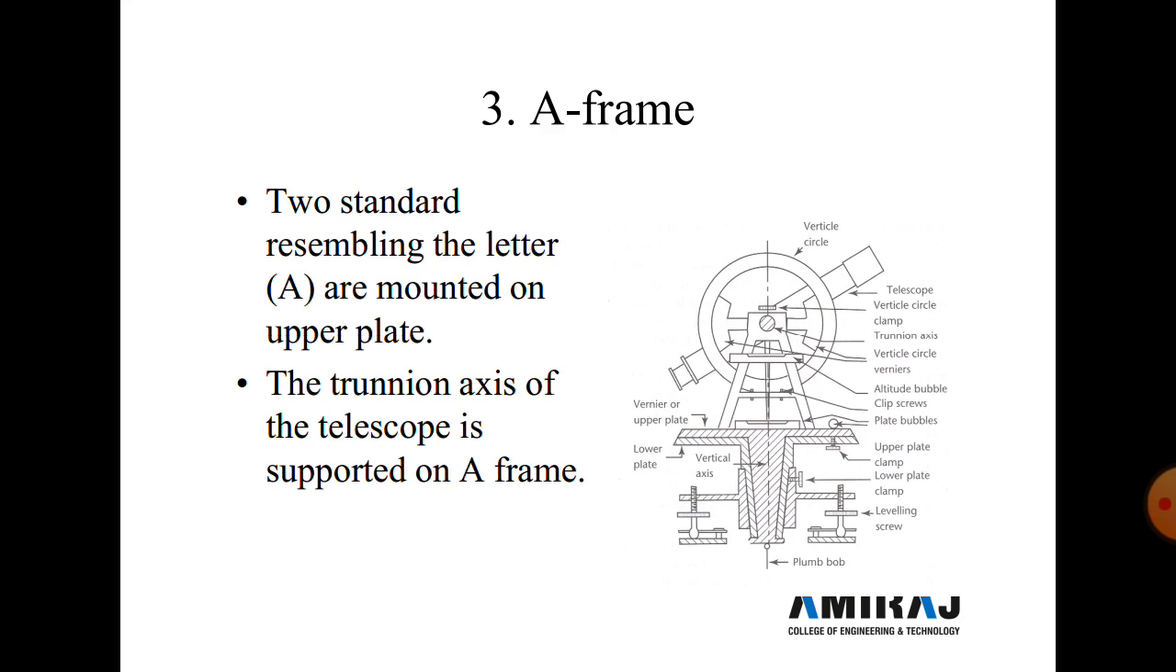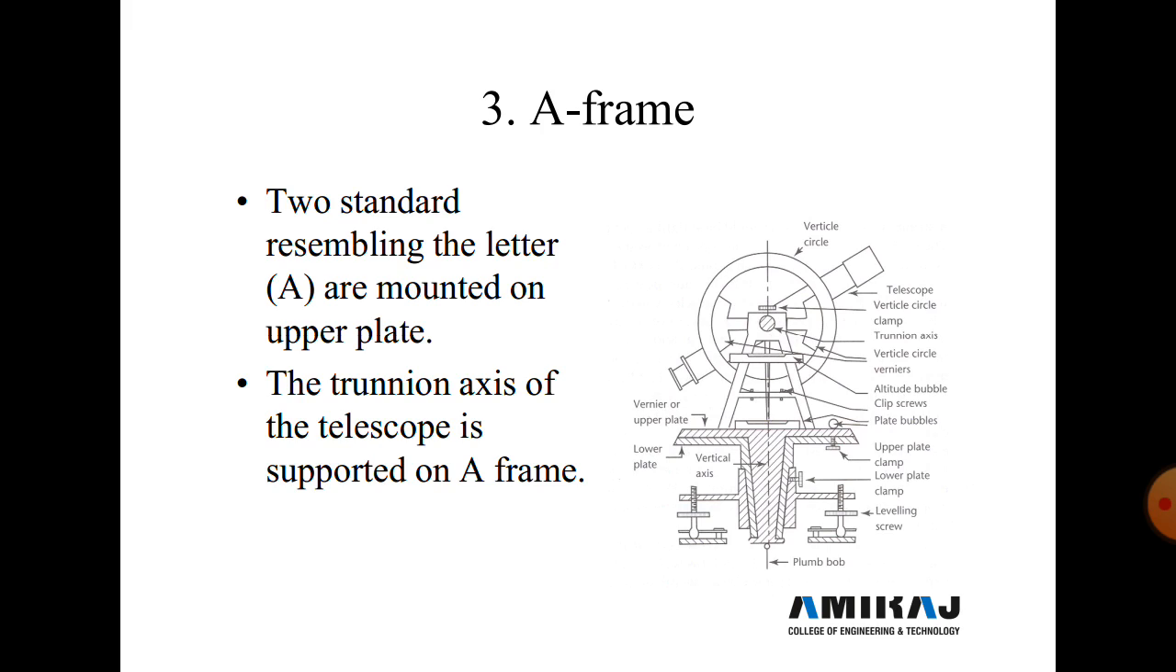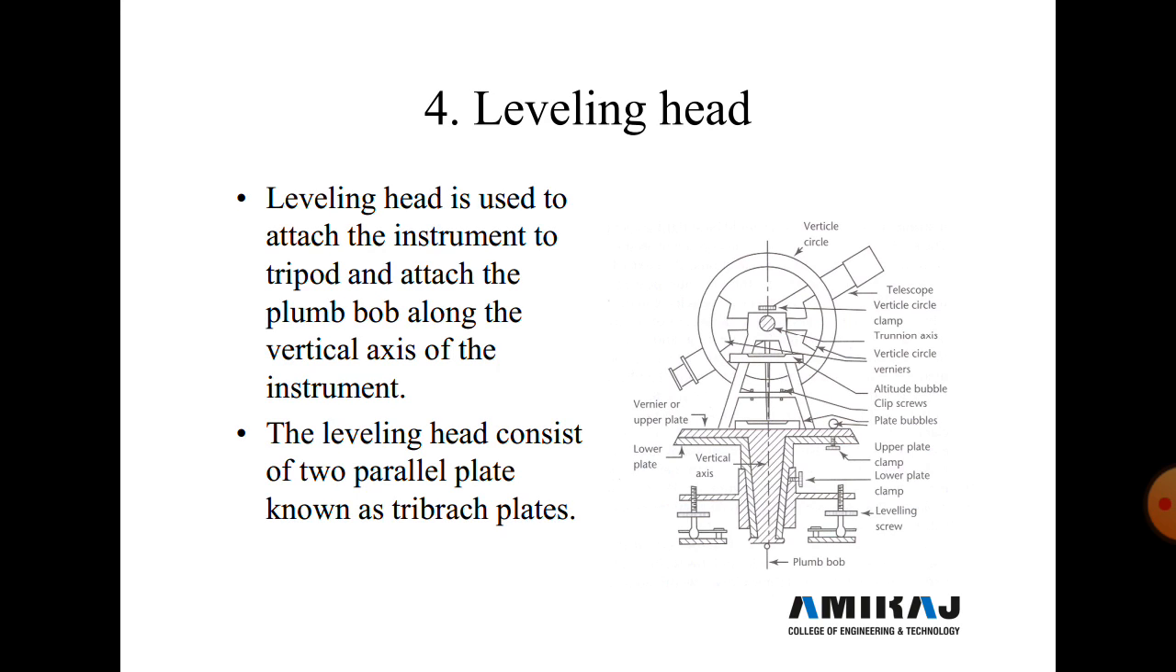Now the next, third part, is the A-frame. Two standards resembling letter A are mounted on an upper plate. This one is an upper plate, and the A is mounted on an upper plate, and the trunnion axis of the telescope is supported by the A-frame. The trunnion axis passes horizontally through the theodolite and supports the A-frame. Now in the next lecture we start from the fourth number, leveling head, and these parts we discuss in the next lecture. Thank you.